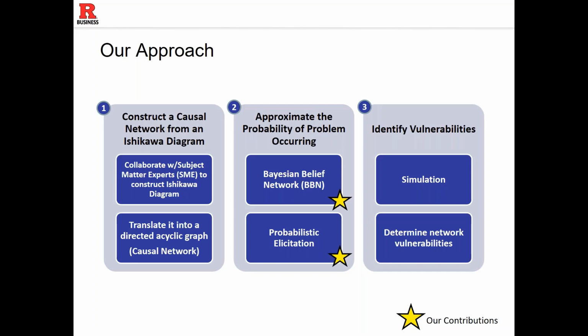Once we have that model working, we can use it in step 3 to identify some vulnerabilities. Here we can simulate with it and identify some critical root causes as a result that will allow us to transition to the improve phase. But our main contribution here is really in step 2, to help bridge that gap.